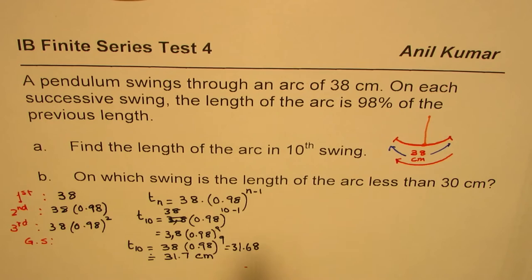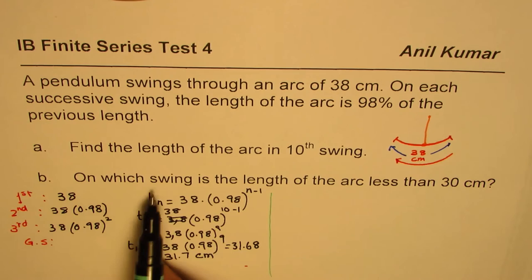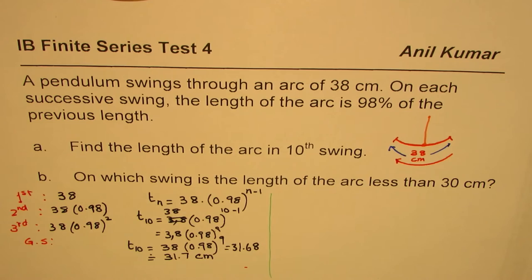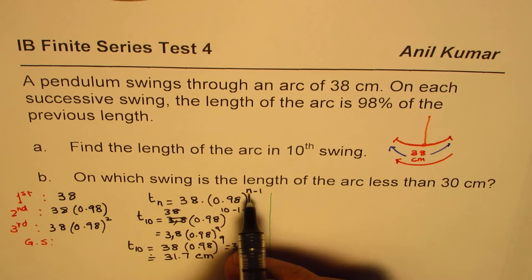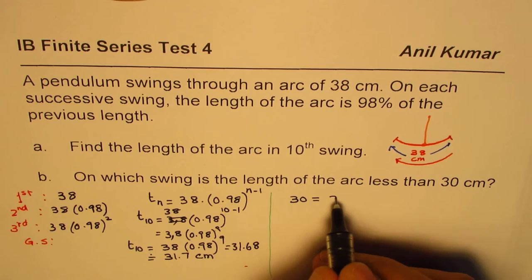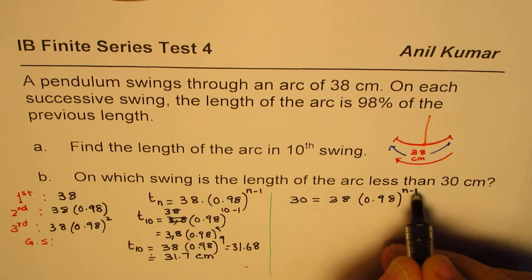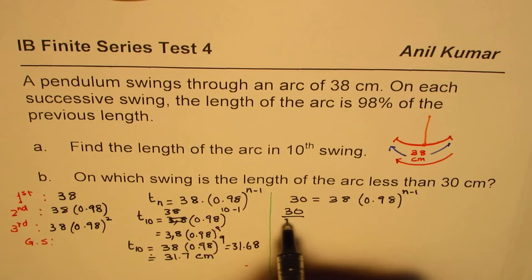Now the second part of this question is, on which swing is the length of the arc less than 30? So minimum we are looking for 30, that means. So here we'll again use the same formula, but we don't know what n is. So we'll write 30 for T of n, so it is 30 equals 38 times 0.98 to the power of n minus 1. We can divide 30 by 38. So we get 30 divided by 38 equals 0.98 to the power of n minus 1.